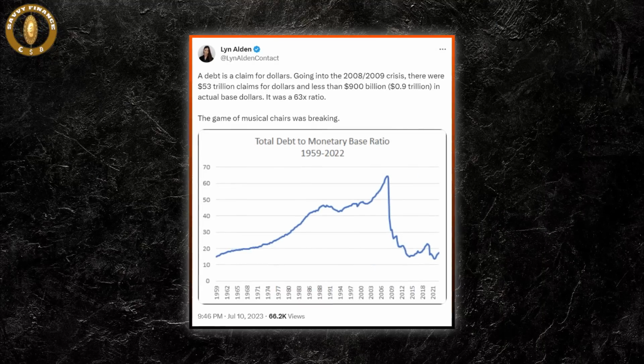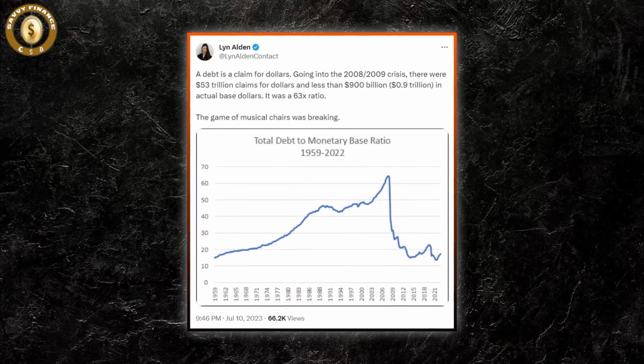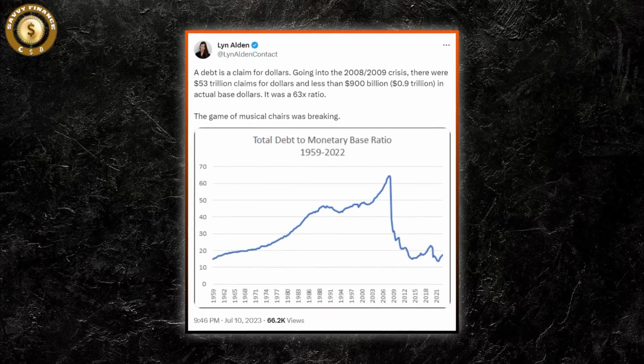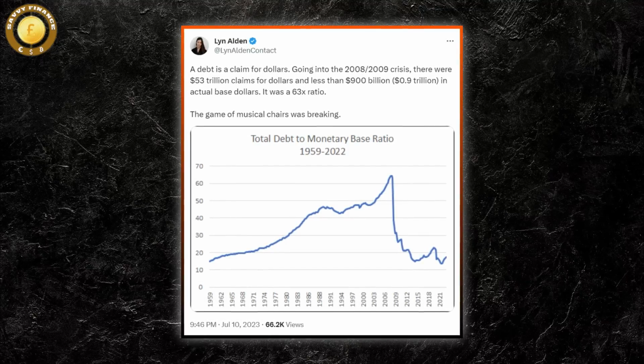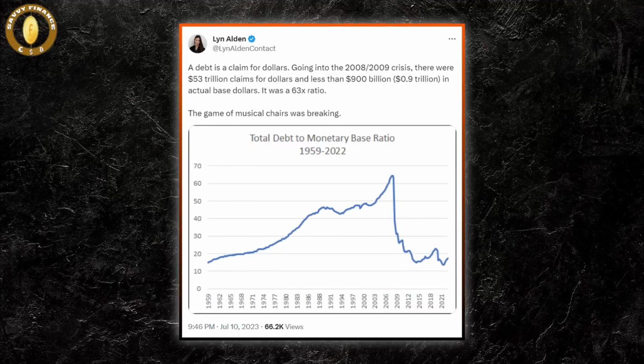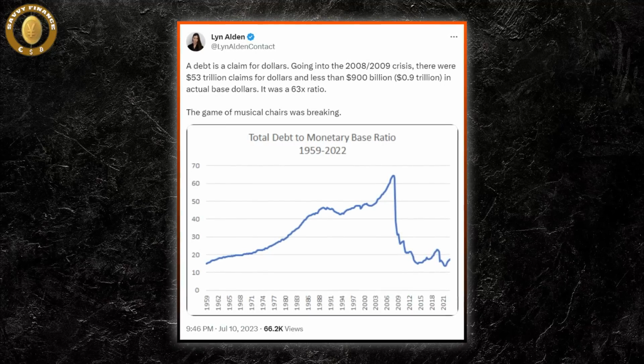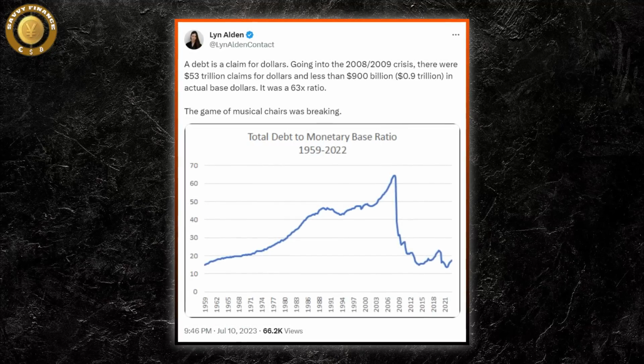Debt is a claim for dollars. Going into the 2008 and 2009 crisis, there were $53 trillion in claims for dollars and less than $900 billion, $0.9 trillion in actual base dollars. It was a 63x ratio. The game of musical chairs was breaking.